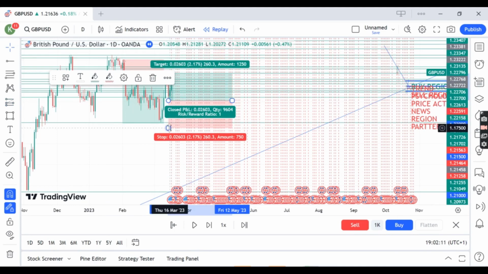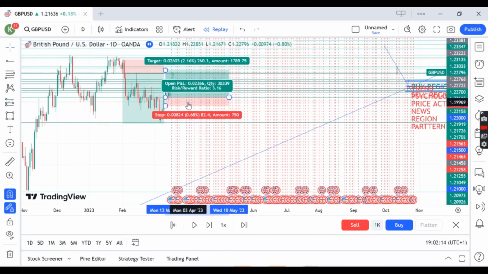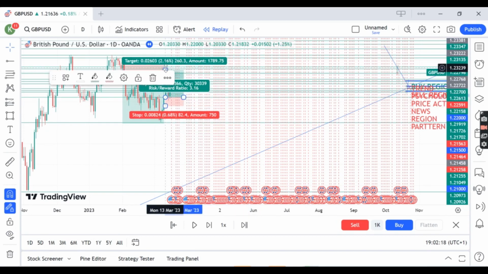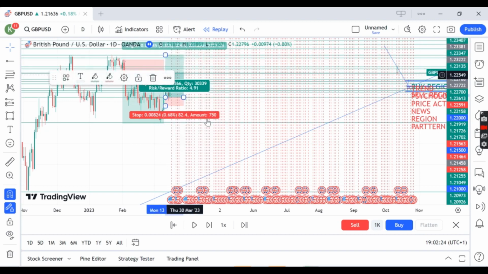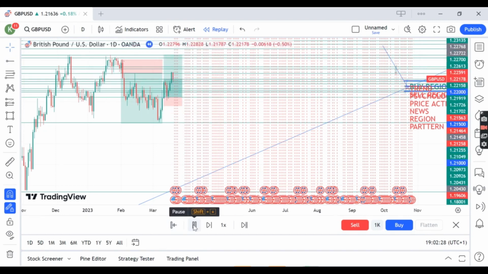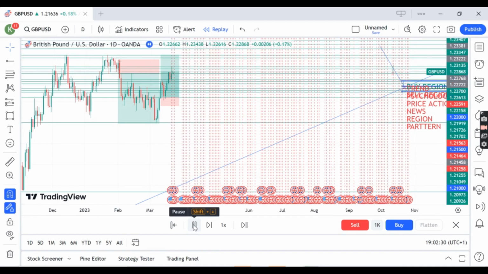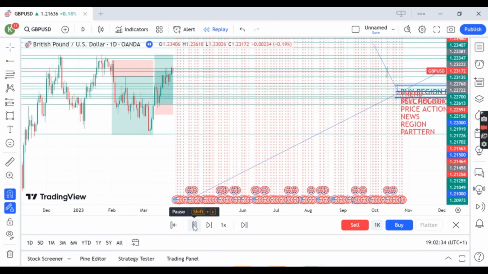So let's assume I enter this trade at this point. My stop loss is just a little bit here. My take profit should be just at the next liquidity grab, which is here. That's how to make the entry. So you just see price go straight to hit your TP.